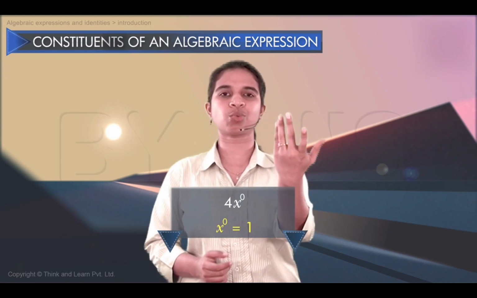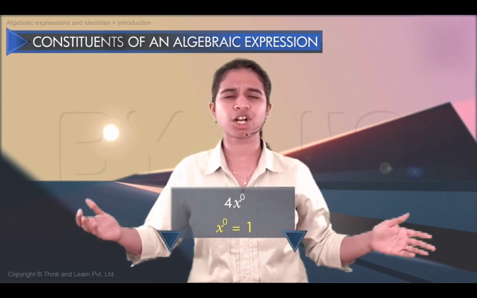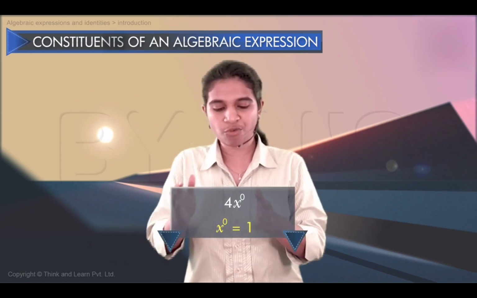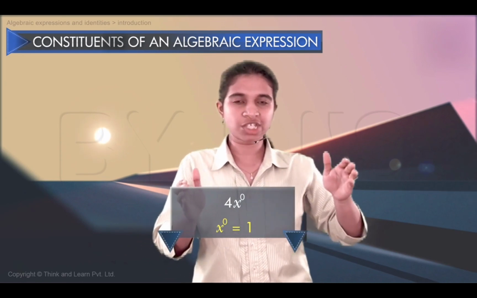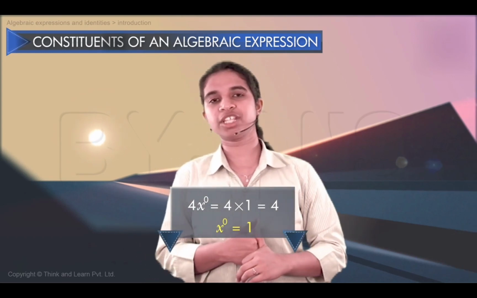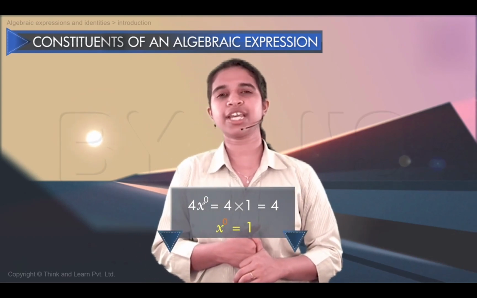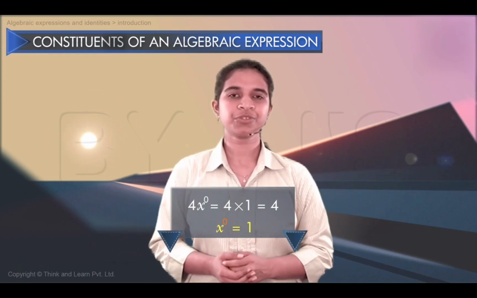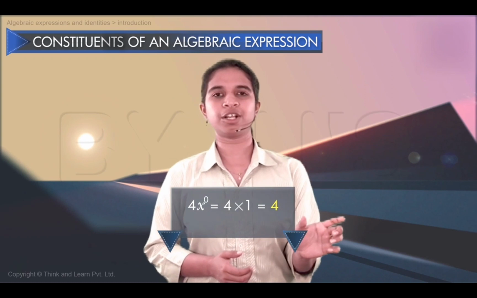Any number raised to 0 is 1, right? Doesn't matter whether it's a variable or constant. Any number raised to 0 gives us 1, which means 4 into x raised to 0 is going to give us 4. And this is a valid polynomial because our condition on the exponent was that it has to be a whole number, which means it can definitely be 0. So 4 is a very valid polynomial.